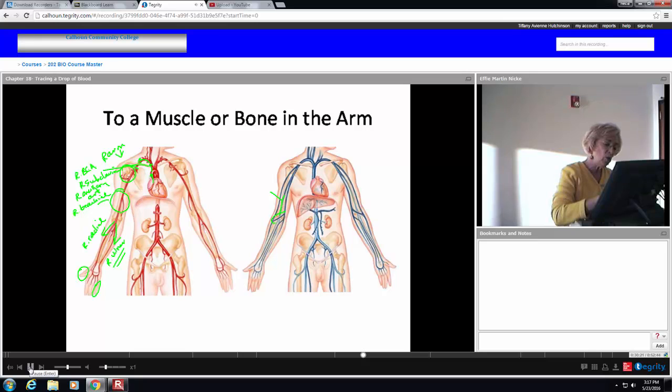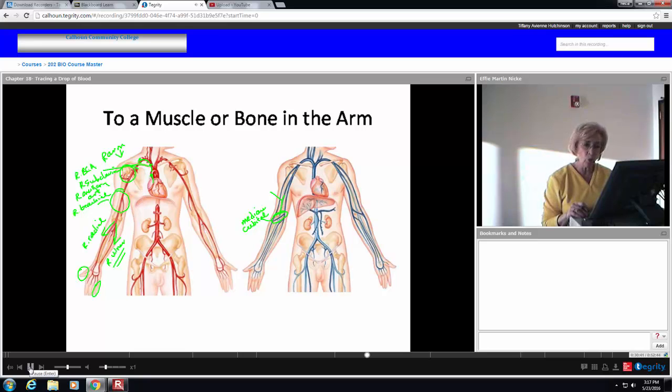I do want to point out, for you guys going into nursing in particular, that we decided to put this median cubital vein as an extra one for you to learn, simply because that's one you're going to do a lot of venipunctures with, so you probably need to know that.